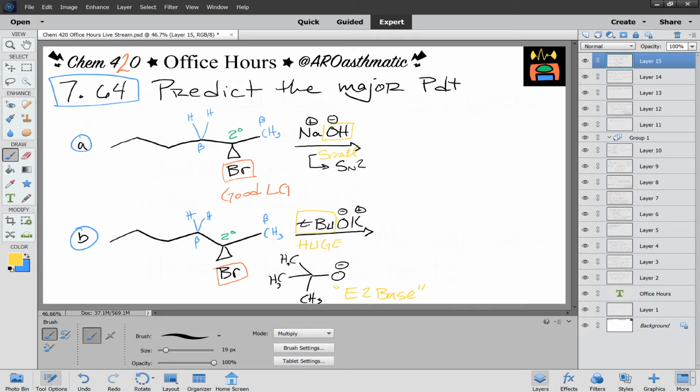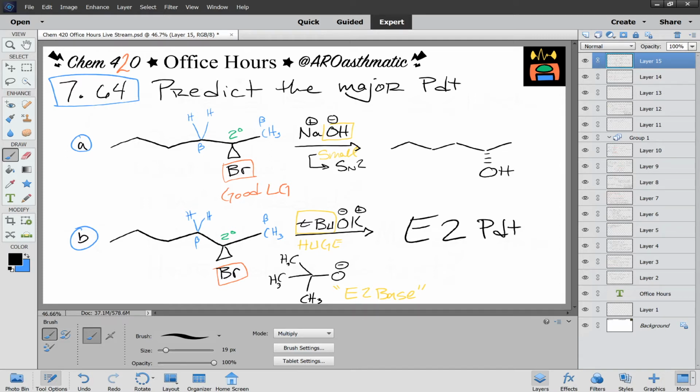So I would predict for the first one, because it's strong and small, it's going to sneak in there and do an SN2, so we should get an inversion of configuration, and our product should have an OH. And for part B, the product will be an E2 product.